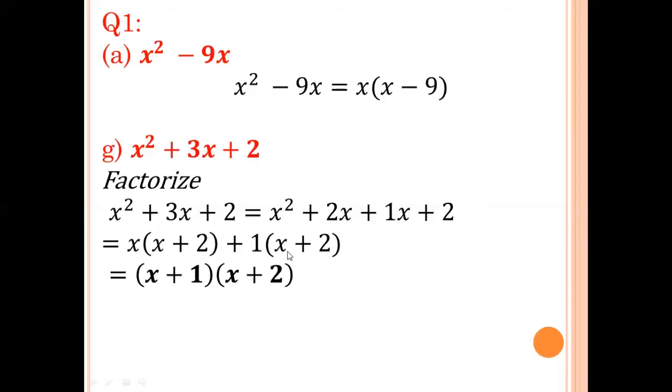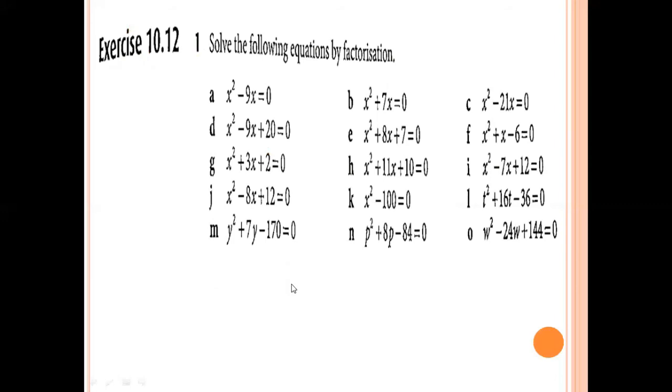So remember this, the most important thing: anything that you take common here and here must be the same. If your sign or anything is different, it means you are doing something wrong. So my answer is x plus 1 and x plus 2. Now a few more parts of the same question I'm solving. Now let's start n part.